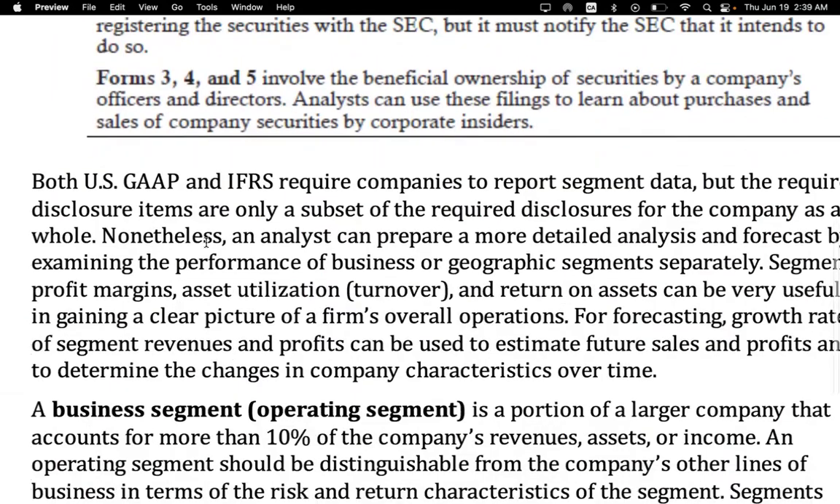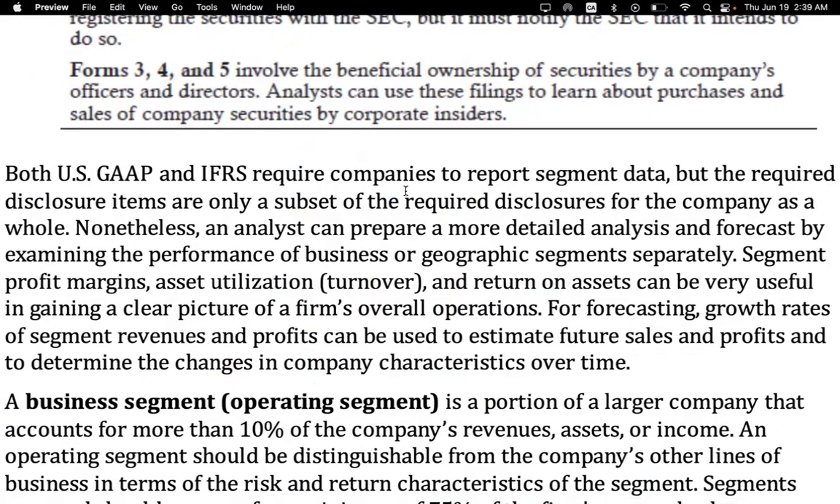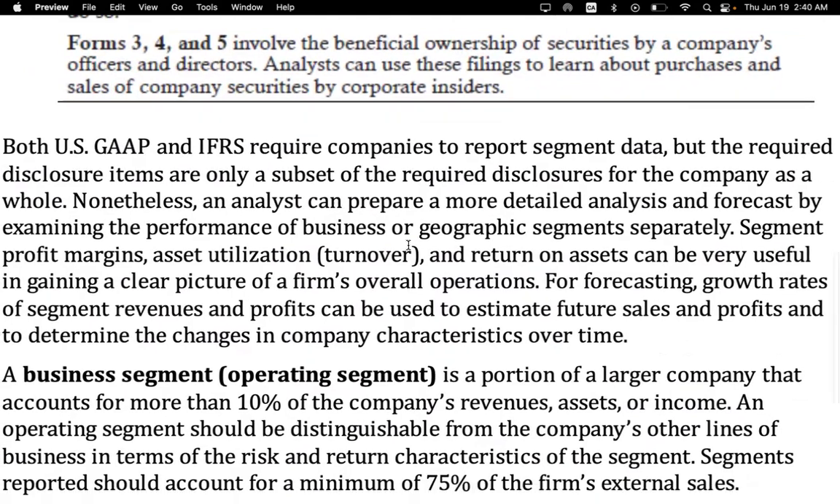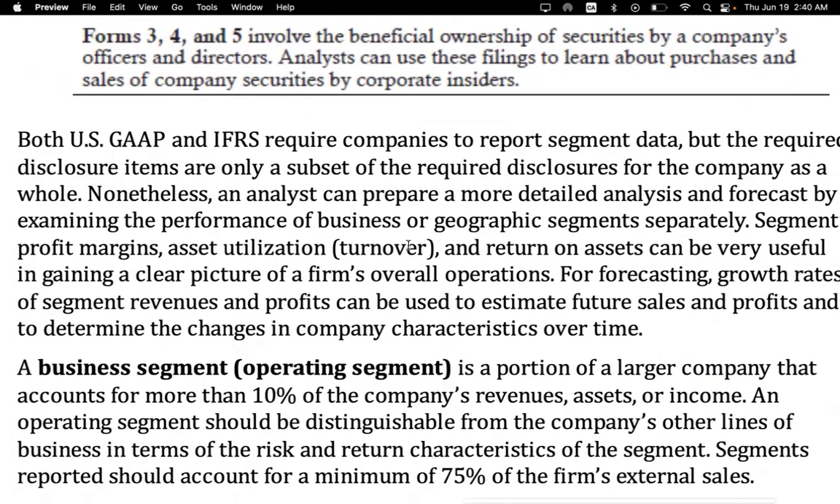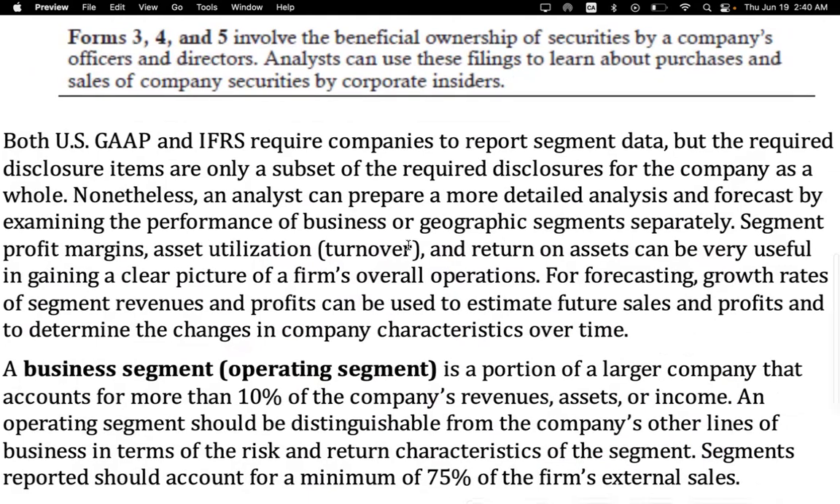Now, what it's saying here is both US GAAP and IFRS require companies to report segment data, but required disclosure items are only a subset of the required disclosures for the company as a whole. Nonetheless, an analyst can prepare a more detailed analysis and forecast by examining the performance of business geographic segments separately. Segment profit margins, asset returns can be useful by getting a clear picture of overall operations. For forecasting, growth rates of segment revenues and profits can be used to estimate future sales and profits and to determine the changes in company's characteristics over time.